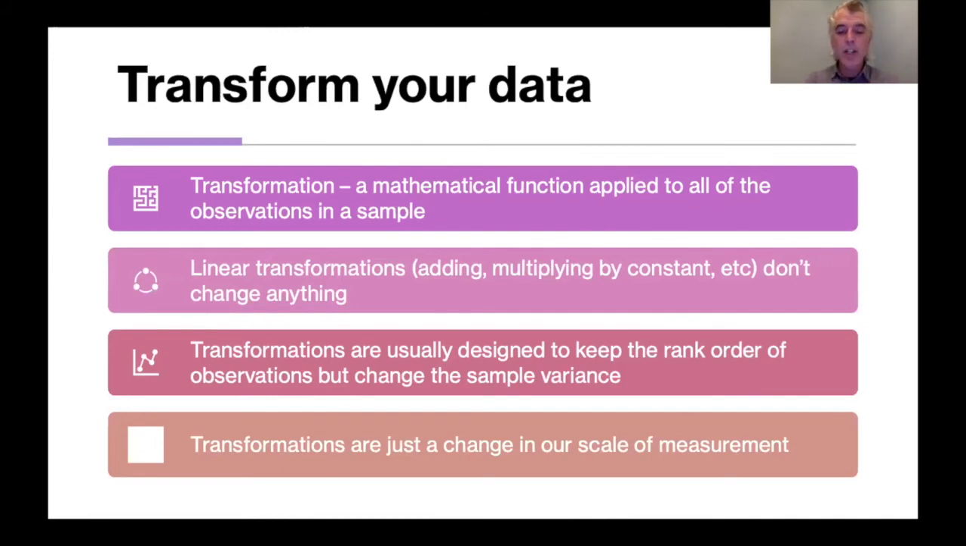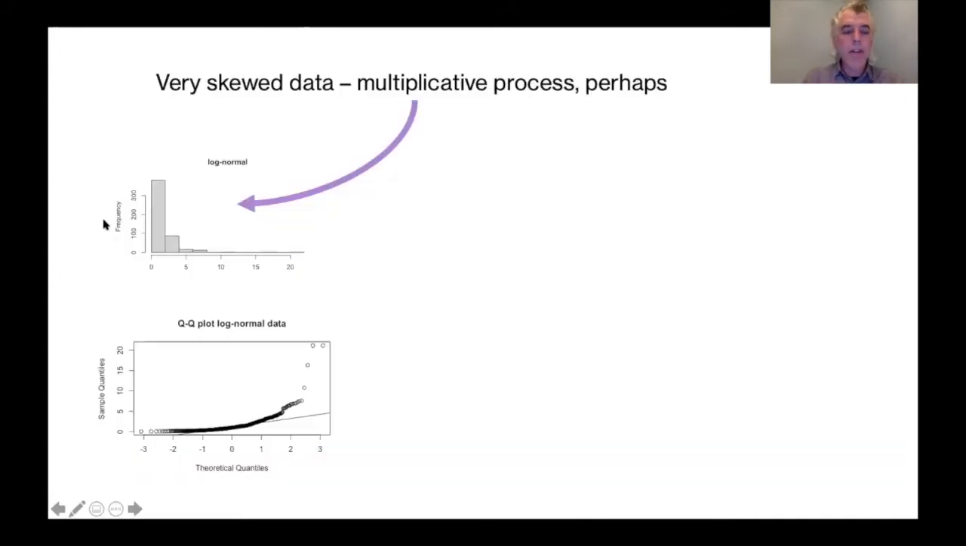Instead, the transformations that we typically apply to try and deal with some of these assumptions of our models are usually designed to keep the rank order of the observations the same, but to change the variance in the sample. And so in some ways, what we're doing by these transformations is to simply change the scale on which our measurements are taken. So let's take, for example, this sample of very right-skewed data, where we have a lot of small observations and a small number of really large observations off in the right tail of the distribution.